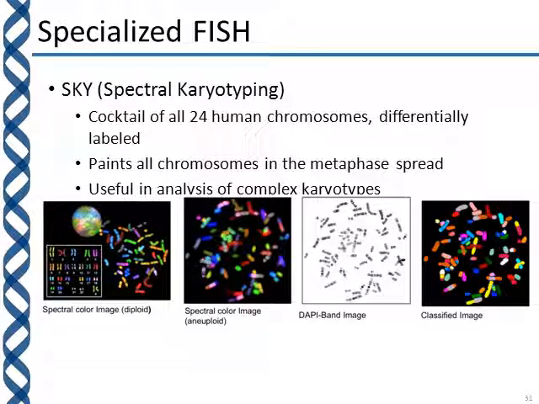Here on these lower images we show the spectral color image in a diploid, the spectral color image for an aneuploid, a DAPI banded image, and a classified image.